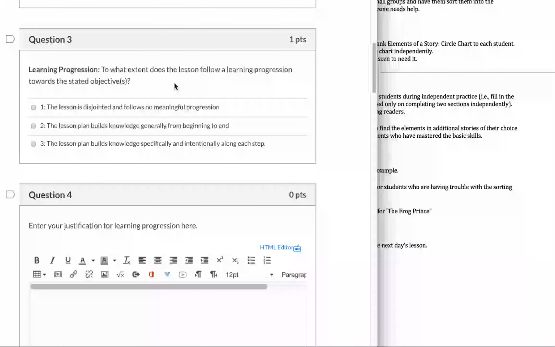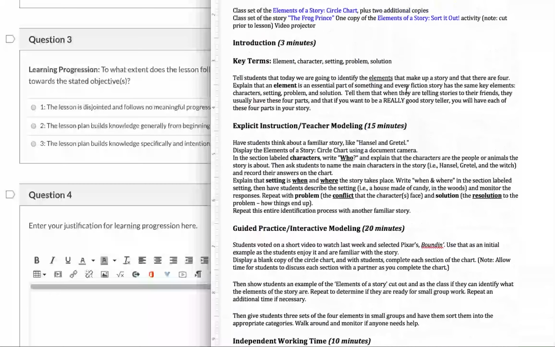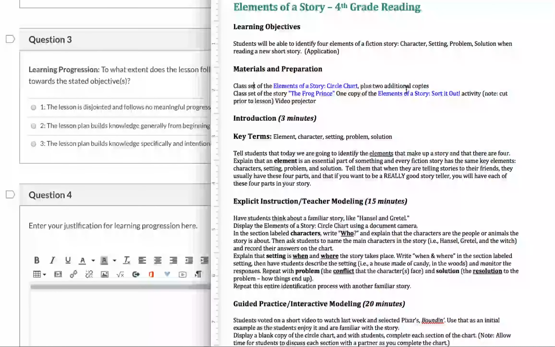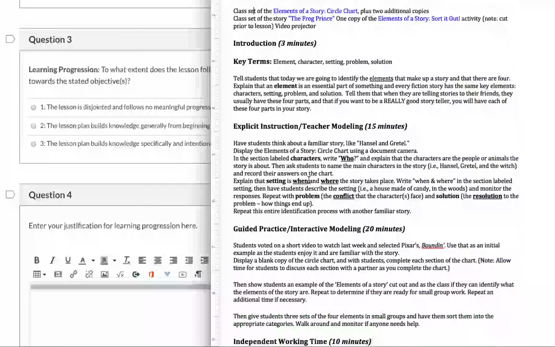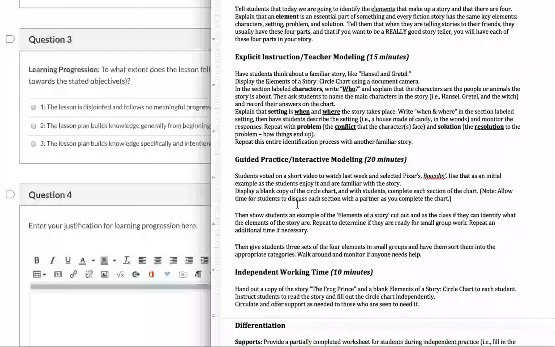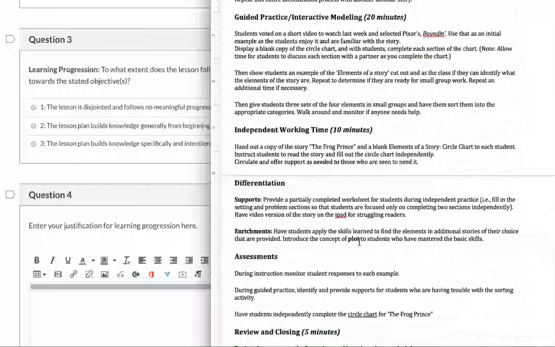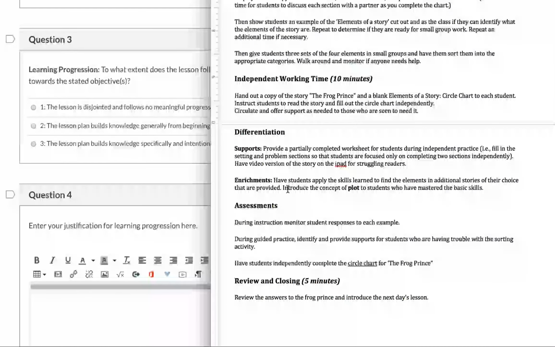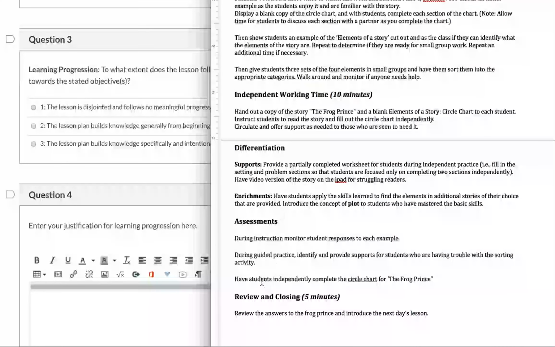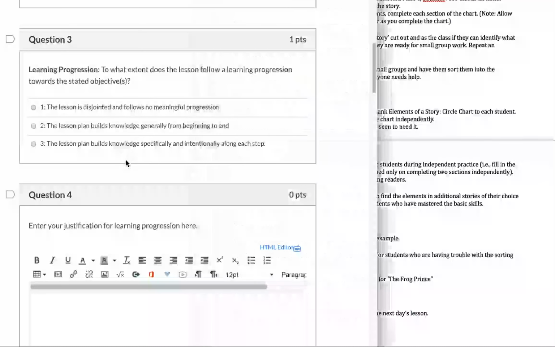Learning progression. To what extent does the lesson follow a learning progression towards the stated objectives? So the question here is, right, how does the teacher stage things so they are going to succeed at the final goal? She starts easy with defining things, right? Introducing the ideas. The guided practice, they're going to walk through this together and kind of guide them as they need help, see if they can do it themselves, and they're going to do it independently, and so on, having differentiation and enrichments. Finally, doing that last thing during the independent work time.